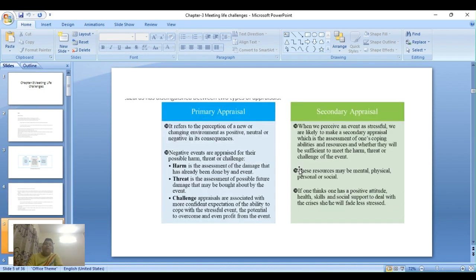Nowadays, if people can handle stress successfully, then there is no problem for them. But mostly, some people cannot deal with stress. So we studied about primary appraisal and secondary appraisal. In primary, we studied three things: harm, threat, and challenge. Harm is like the past, threat is the possible future, and challenge is something that is happening in some situations. So how can we deal with that?